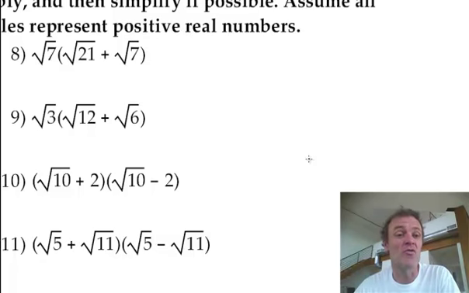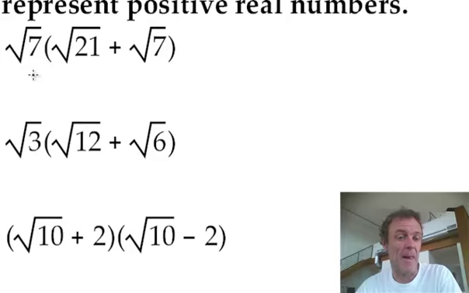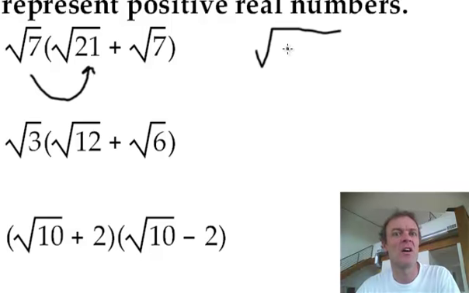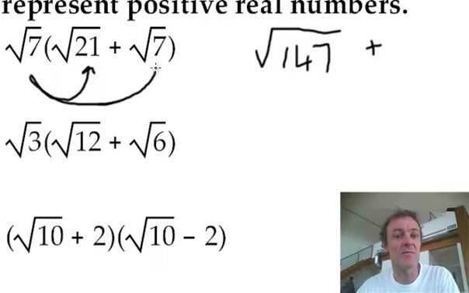On to multiplication of radicals. So remember your rules. This is just the distributive law. What's root 7 times root 21? Root 147. Okay? Plus, what's root 7 times root 7?